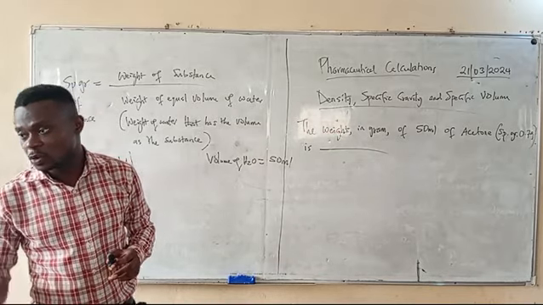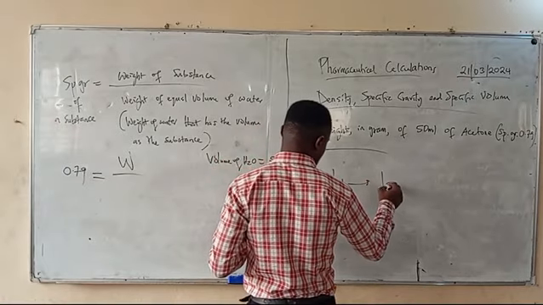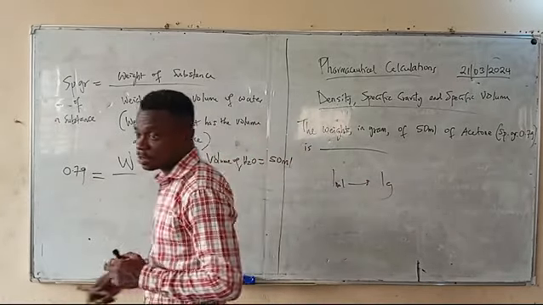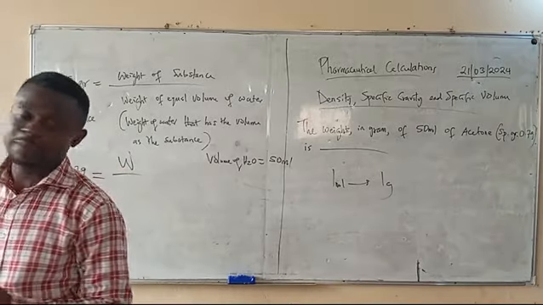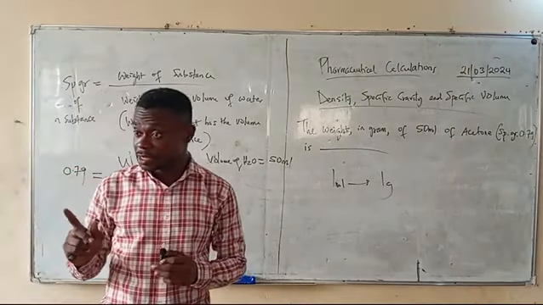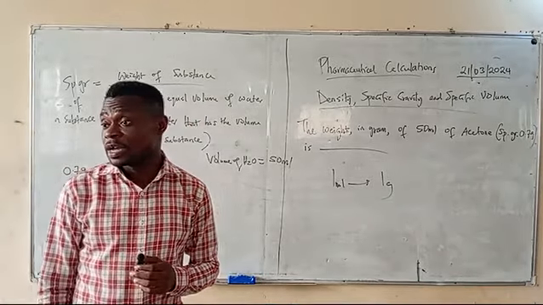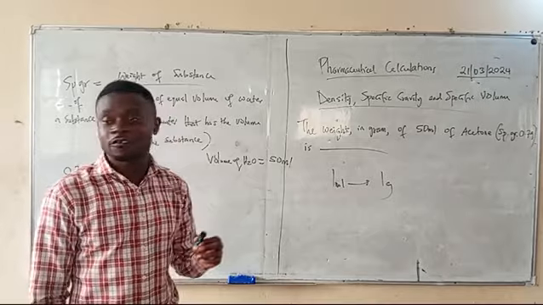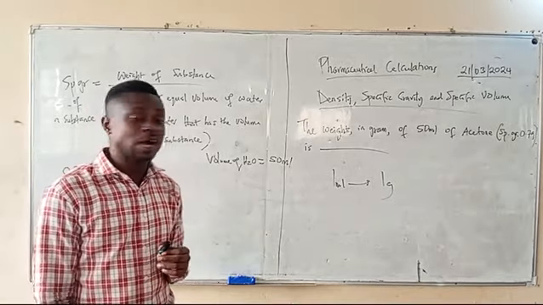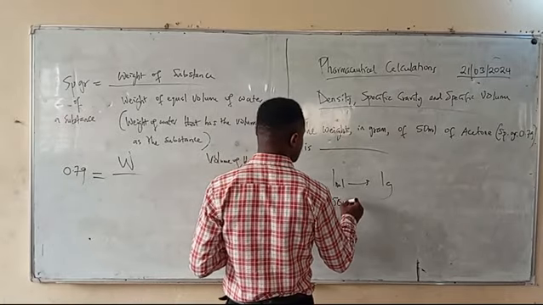Please note this down: 1 gram of water is taken as what? 1 ml of water. 1 ml of water can be taken as what? 1 gram of water. Okay? Only water, no other substance. So if 1 ml of water is the same thing as 1 gram of water, 50 ml of water will now be what?